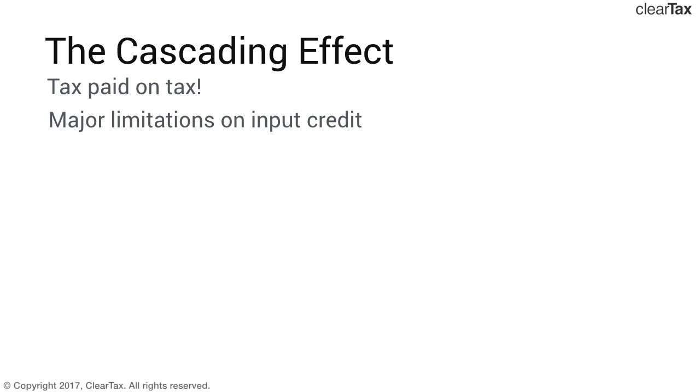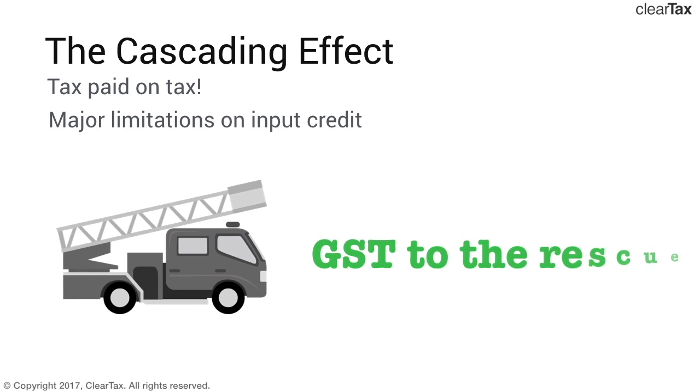We've seen the cascading effect in detail through our example. Cascading effect is tax paid on tax, which is a fallout of the current tax structure which imposes some major restrictions on claiming input tax credit. You think you pay too much of tax? Don't worry, GST comes to the rescue. In fact, reducing the cascading effect of tax would be one of the major achievements of the GST regime. Let's check out how the cascading effect would reduce under GST.